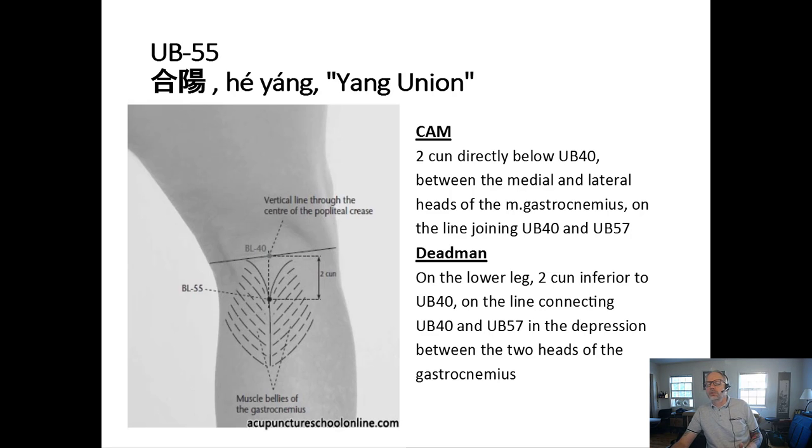55. So now we're going to jump from the low back area and the glute region all the way back past the popliteal fossa, which is UB40, to this next set. So the next one is 55. 55 is on the lower leg, 2 Sune inferior to UB40, on the line connecting UB40 and UB57, in a depression between the two heads of the gastrocnemius.